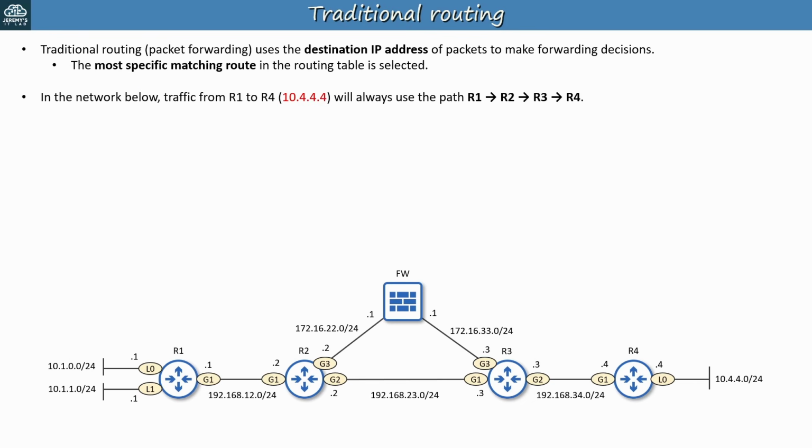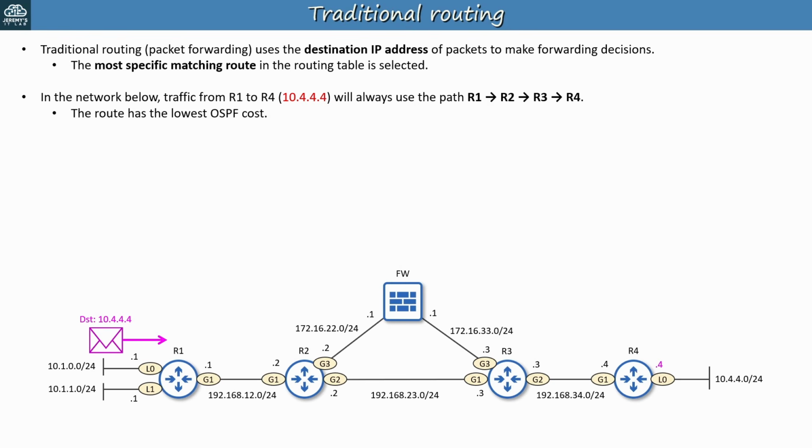In this network, traffic from R1 to R4 at 10.4.4.4 will always use the path R1, R2, R3, and then R4. And why is that? It's because that route has the lowest OSPF cost, assuming all of these links have equal costs. The path via the firewall only serves as a backup if the R2, R3 link goes down. Let's look at how it works.